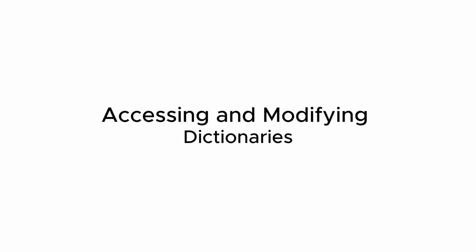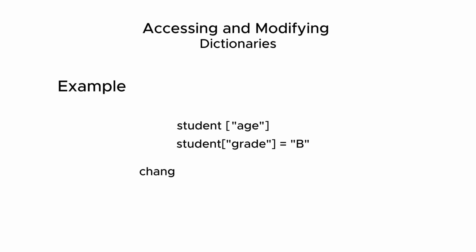Accessing and modifying dictionaries. To access the value of a specific key in a dictionary, we can use square brackets and provide the key. For example, to access the age of the student dictionary, we can use student['age']. To modify the value of a key, we can simply assign a new value to it. For instance, student['grade'] = 'B' would change the grade from A to B.